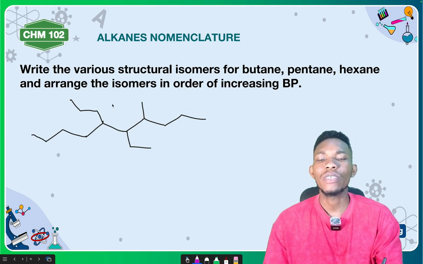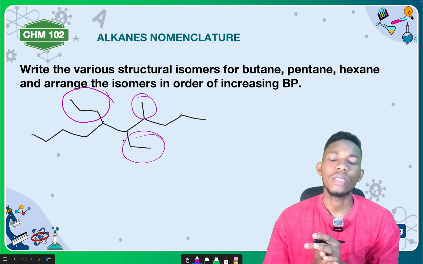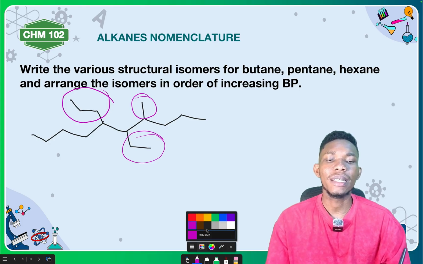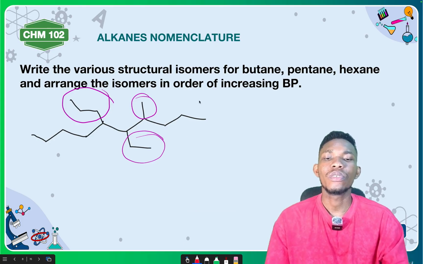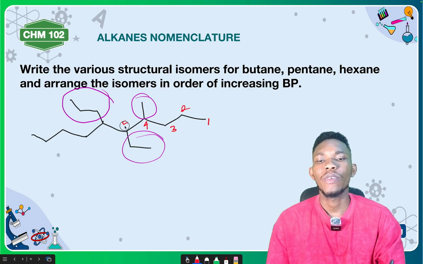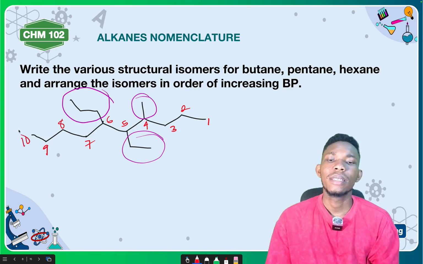So let us circle our substituents. This is a substituent. This is a substituent. This is a substituent. So we have to number from the side that we get to the substituent easily. So which side do you think we get to the substituent easily? This is 1, 2, 3, 4, 5, 6, 7, 8, 9, 10. All right? This is the numbering.